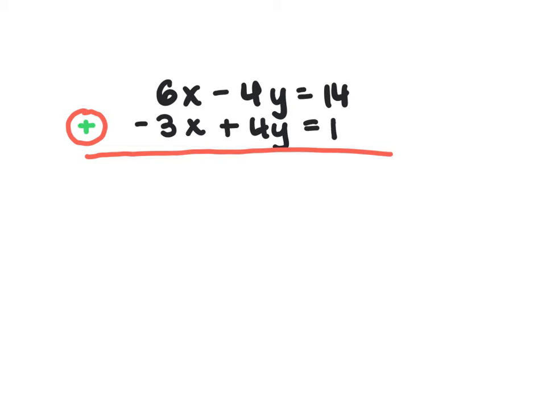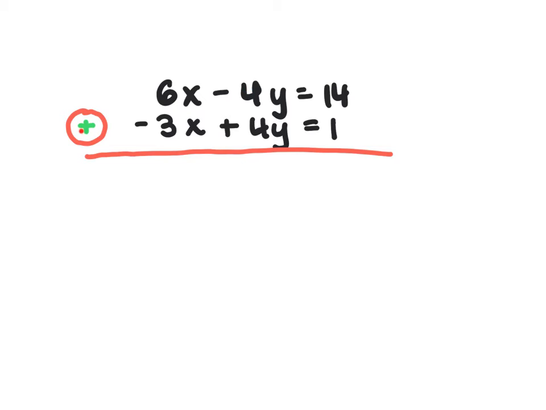I'll draw it so we can see it. If I do the tap, tap, tap method, remember tap, tap, tap, this would tell me 6x plus negative 3x. And I know that the result of that is 3x. So that didn't eliminate, but it doesn't mean that it won't eliminate something. So now I'm going to try it with my y's.